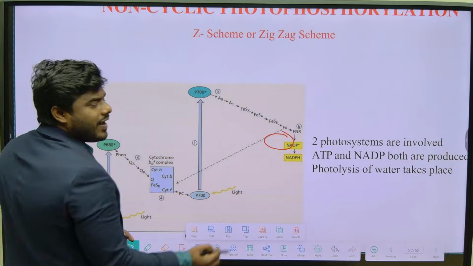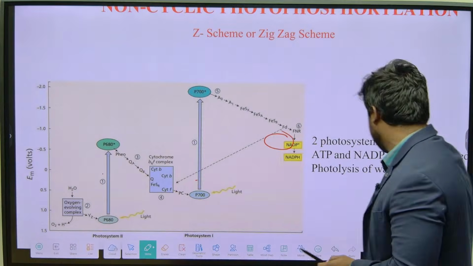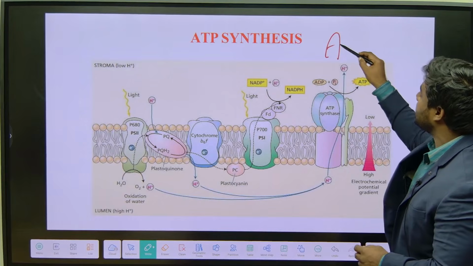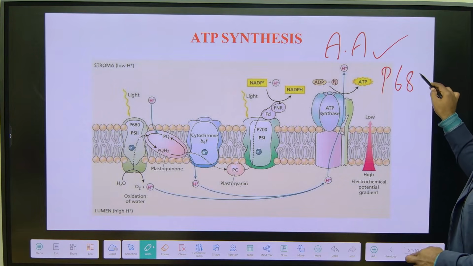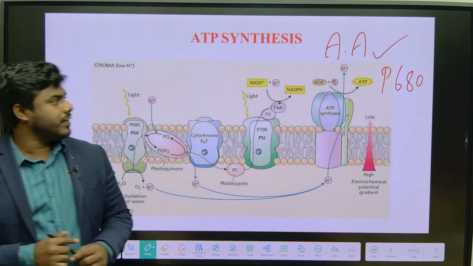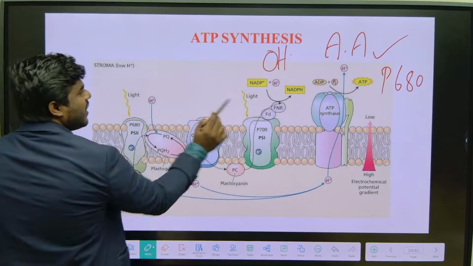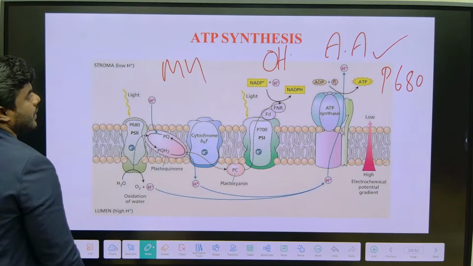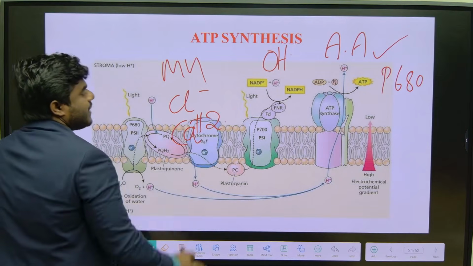And what about the A1? Remember, A1 is also said to be the phylloquinone. Right, perfect. And what is the name of the amino acid that acts as a final electron donor for the P680? Tyrosine. What is the side chain of the tyrosine? Good. Which generally contains an OH group. What are the major ions required for the photolysis of water apart from manganese? So we require chlorine also, as well as calcium, correct?